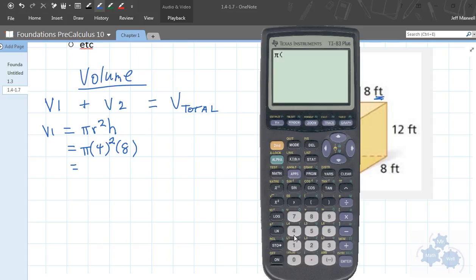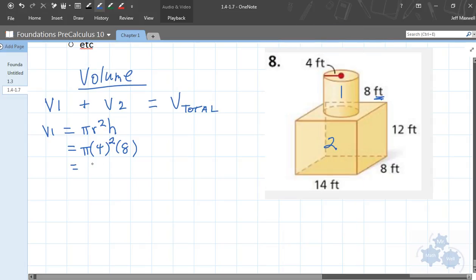And then times 4 squared. So I would include the squared in the brackets just so there's no question. And then times 8. Okay, and plug that in. And that's 16 times 8 times 3.14159, so about 402. So let's write as many of these decimals as we can, 3 or 4 at least. So 402.1239. And what's that going to be?